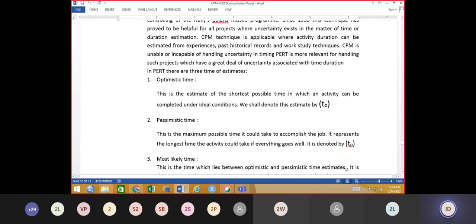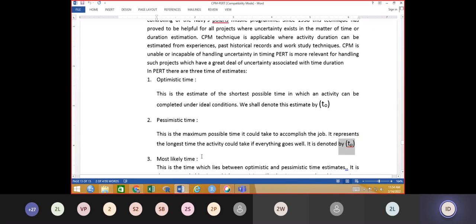Pessimistic time is the maximum possible time it could take to accomplish the job. So this is the minimum time, this is the maximum time. It represents the longest time the activity could take. Pessimistic time is the longest time, optimistic time is the shortest possible time. And it is denoted by TP. The notation TP is used.